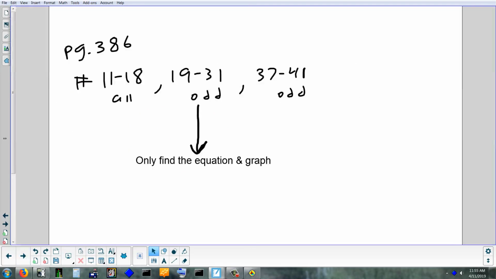Okay, so homework 11 to 18, I think that's all matching, so that's very quick. 19 to 31. They ask you to do a few different things. You can ignore the directions that they give you. That's all I want you to do. Find the equation and graph it. So you got like 6 of those or so, and then 37 to 41.